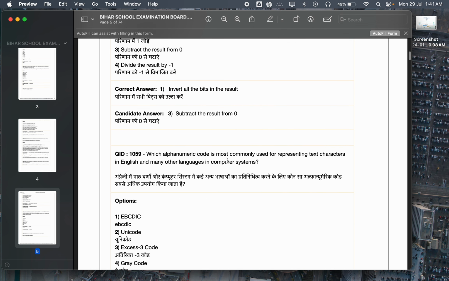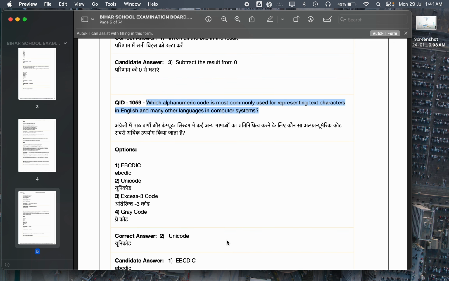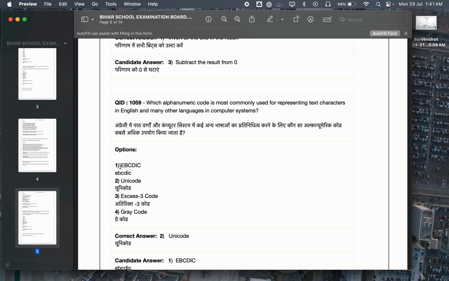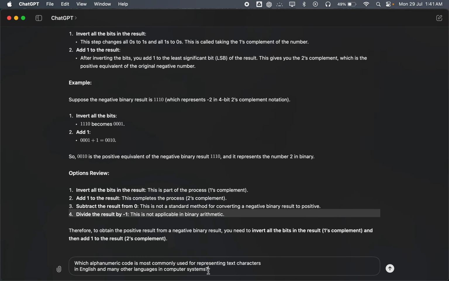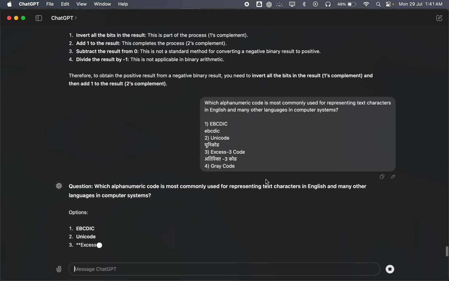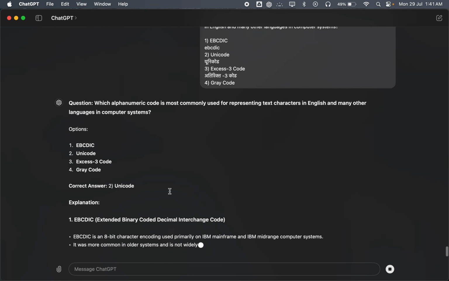Which alphanumeric code is most commonly used for representing text characters in English and many other languages on computer systems? So the question is which alphanumeric code. Basically there is a character in English. We want to understand, for the English alphabet, which of these codes can be used. So the answer is Unicode.